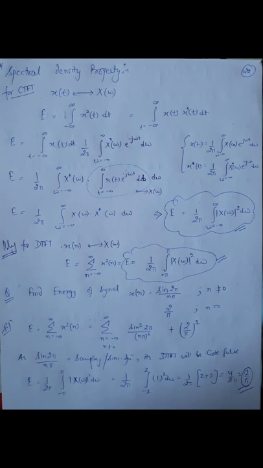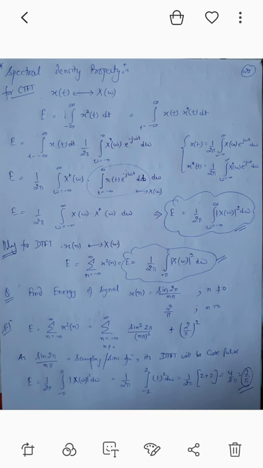Last one is the spectral density property for CTFT. x(t) having Fourier transform X(omega), the energy is the integral of x square t, that is x(t) into x star t, the conjugate. We know that the inverse formula of x(t) is given by 1 by 2 pi integration of X(omega) e raised to power j omega t d omega. If we go for x star, it will be e raised to power minus j omega t, X star omega. Put in the value.